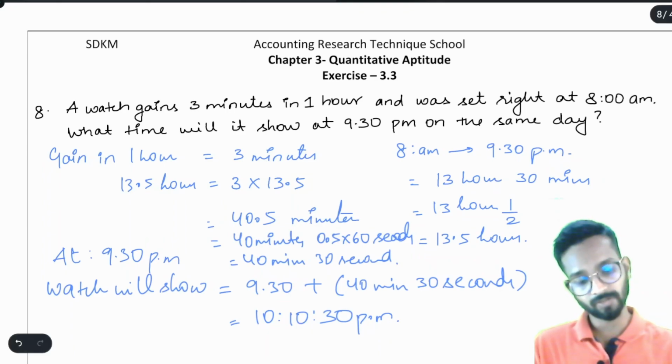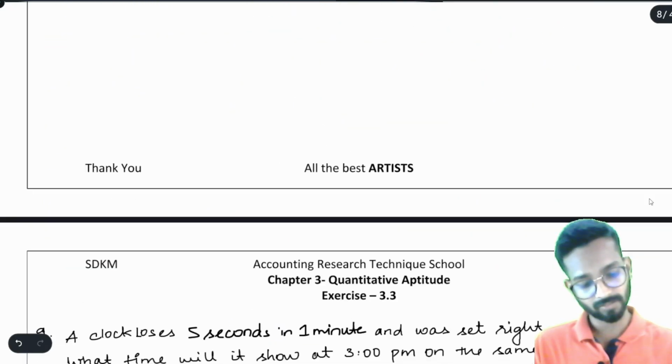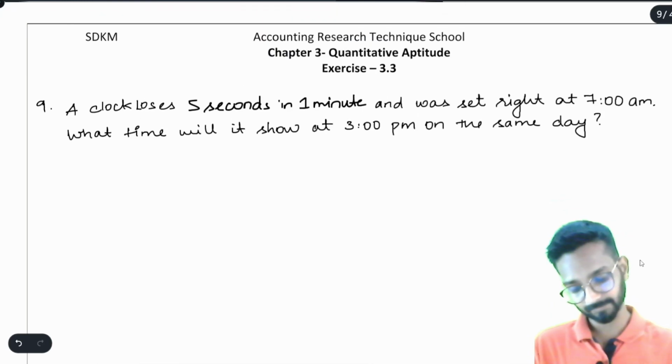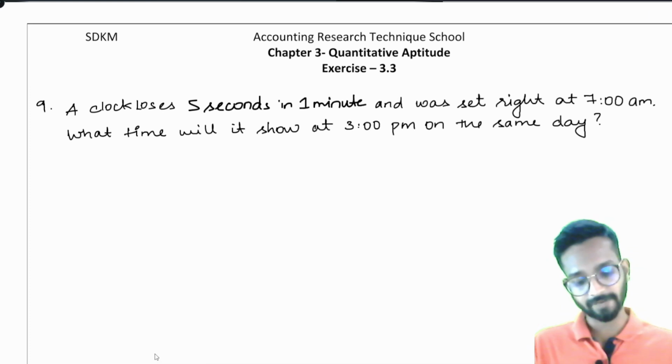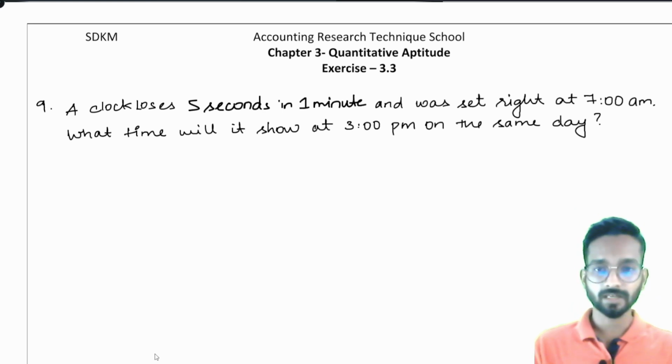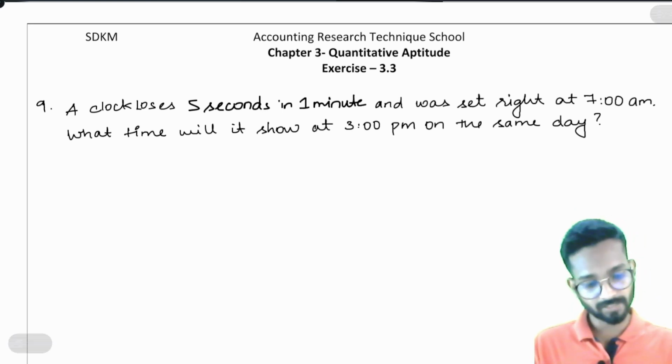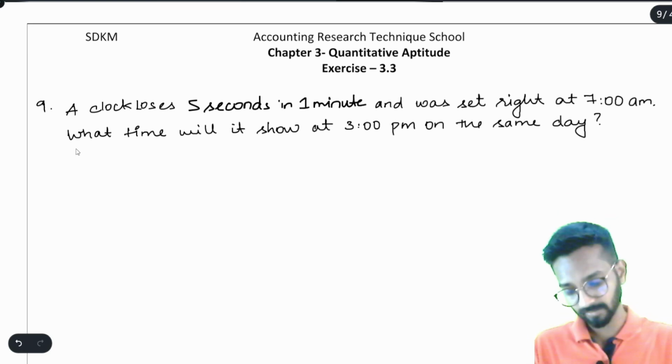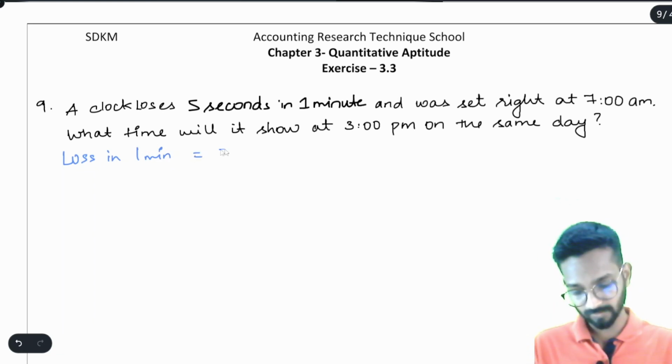Now, moving to the next question, question number 9. A clock loses 5 seconds in 1 minute. Now see, the clock is losing. In the previous two questions, the clock was gaining. Now it is losing 5 seconds in 1 minute. So I will write here: loss in 1 minute is 5 seconds.